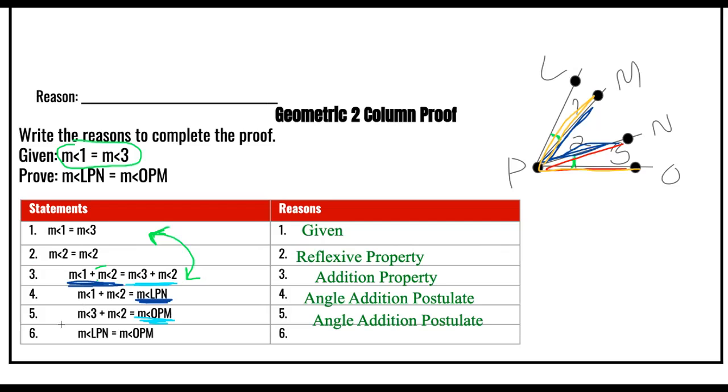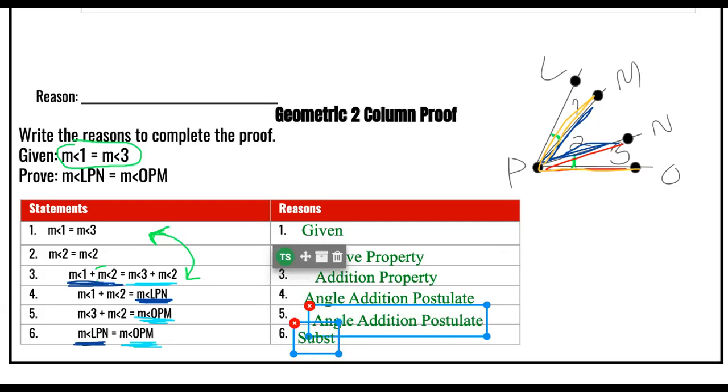So that's exactly what they did in statement 6. Instead of writing M1 plus M2, they substituted and just used LPN, dark blue. And instead of writing M3 plus M2, they substituted OPM, the light blue one. And what property tells me we can substitute when we get ready? If things are equal, that's the substitution property. And that is going to conclude this proof.